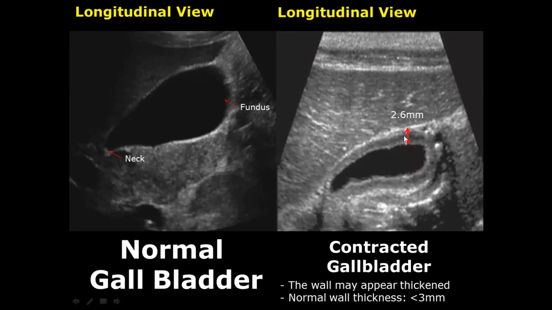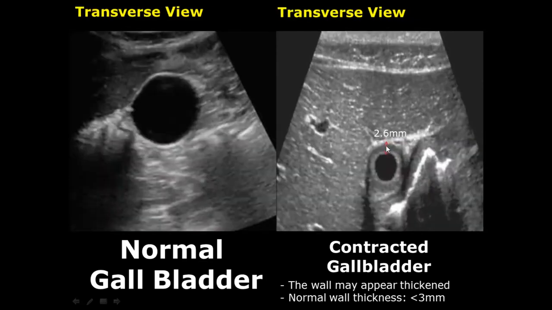This is the appearance of a contracted gallbladder. It occurs when the person has recently eaten, and the walls may appear thicker than normal, but as you can see it is less than 3 millimeters, so it is a normal thickness of the gallbladder wall. Here is a transverse view of a contracted gallbladder. The wall is measuring 2.6 millimeters, so that is normal.